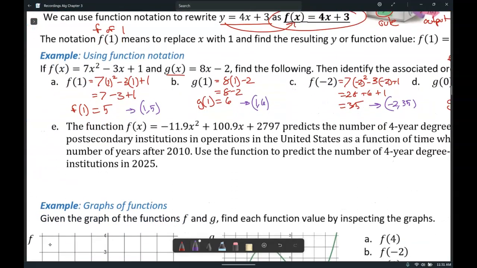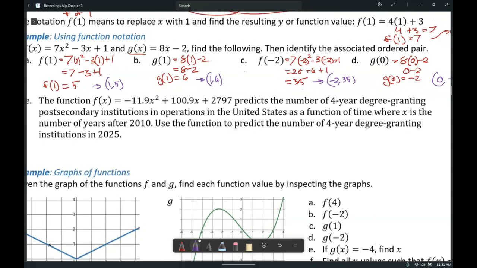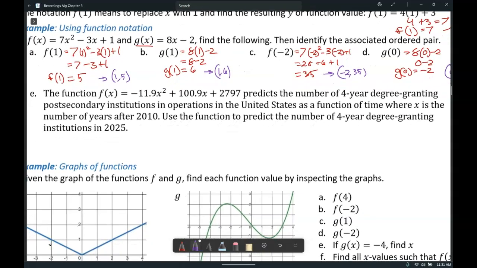And then we also can use function notation as part of real-world problems and word examples. We have the function f of x, which predicts the number of 4-year degree-granting post-secondary institutions in operation in the United States as a function of time, where x is the number of years after 2010. Use the function to predict the number of 4-year degree-granting institutions in 2025.